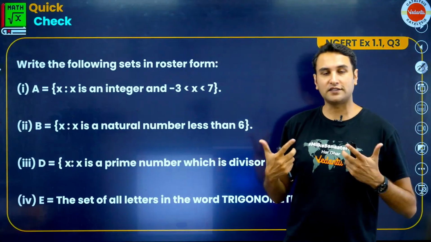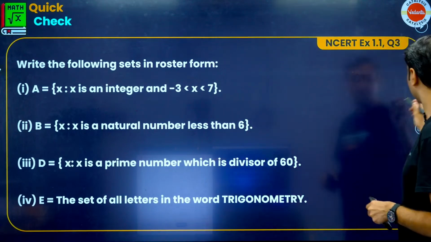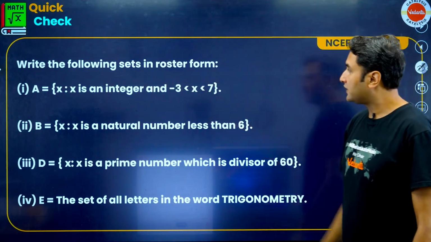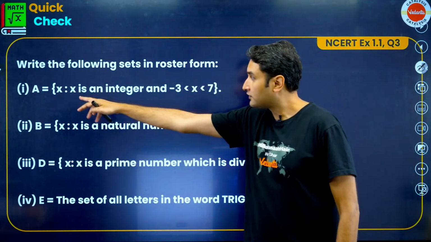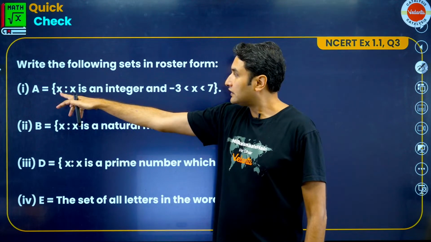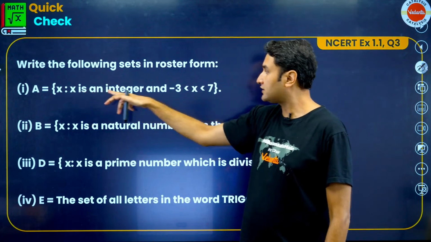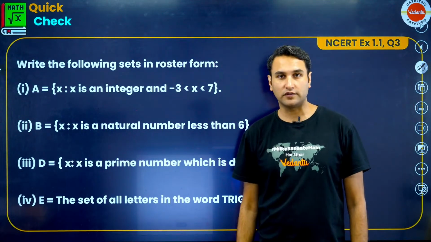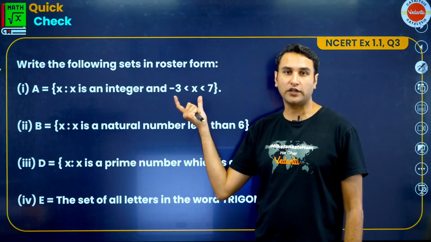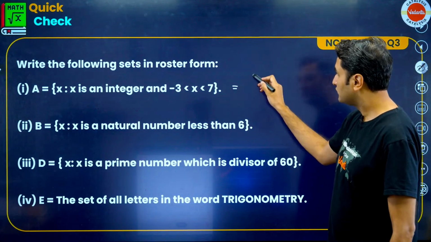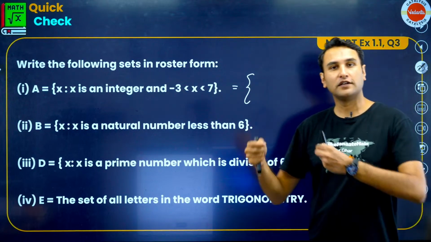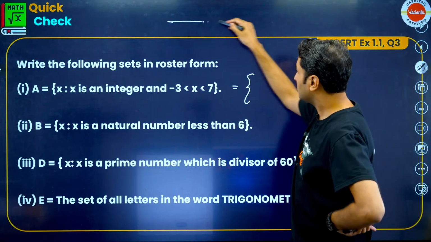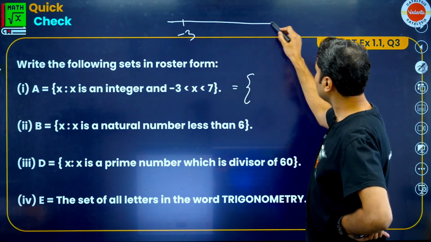Right? Now let us see this in the form of examples. Look at this. What we have here, bacho, is write the following sets in the roster form. It says A, read it with me, A is the set of all X such that X is an integer and X lies between -3 to 7. -3 and 7 are not included. Can you write it with me? So let's write it in the roster form, curly bracket. Let's write all the elements inside.